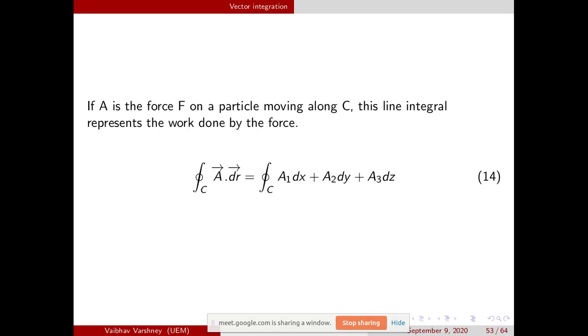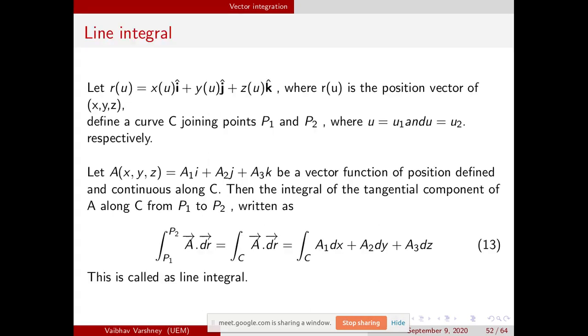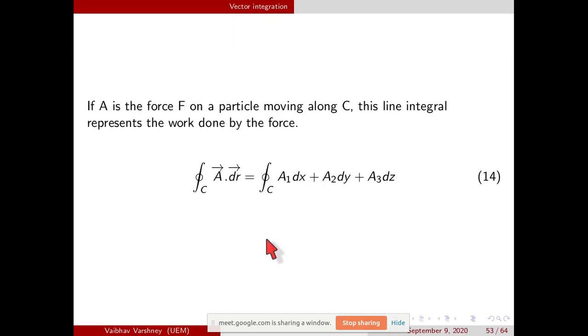See, why is that independent of path? Because that is a line integral of force with displacement, and line integral is independent of path. As I told you, you can make as many curves between P1 and P2, but the result of A dot dr will not change. That's why work done is independent of path, because it's a line integral of force with displacement, F dot dr, and that is independent of the path taken. This point is clear? Yes, sir. Okay.